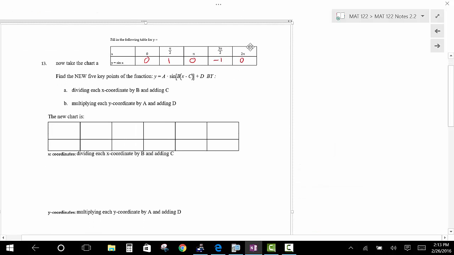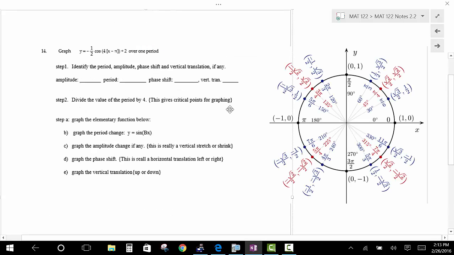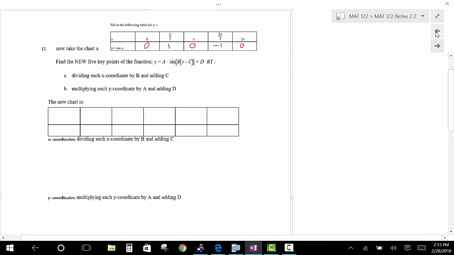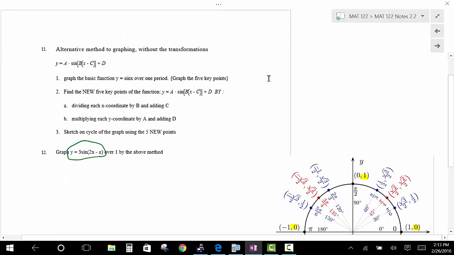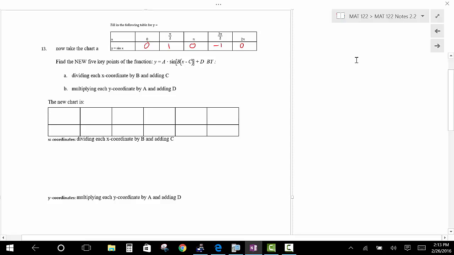Now, if we're going to find the new 5 key points, we're going to divide each x coordinate by b and add c. Let me go back to the page and get what we're graphing on this. There we go. Let me write that down so I can show you this methodology. I never do it this way. The textbook does it this way, so it's up to you. Sometimes students understand it better this way.